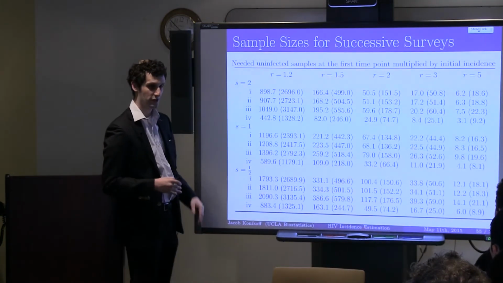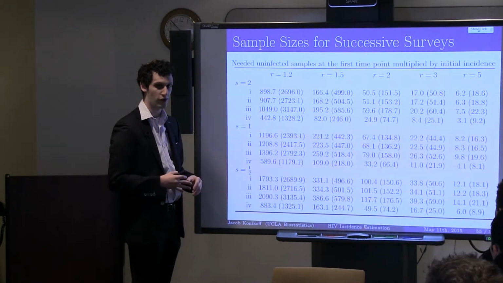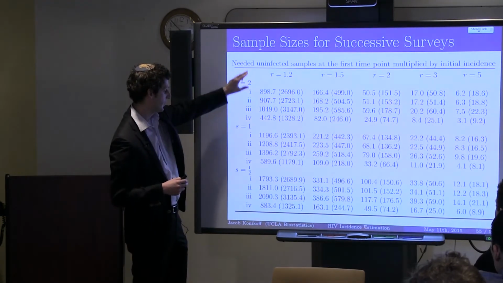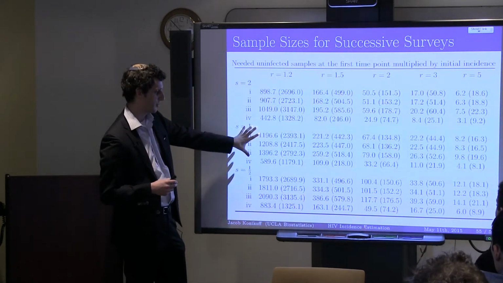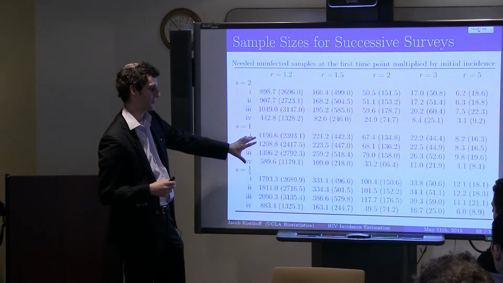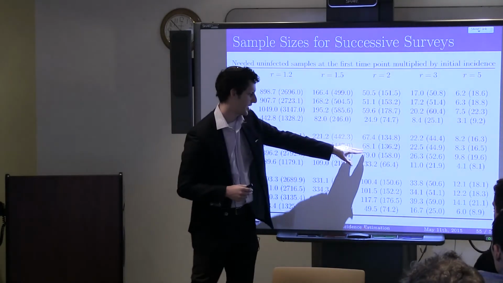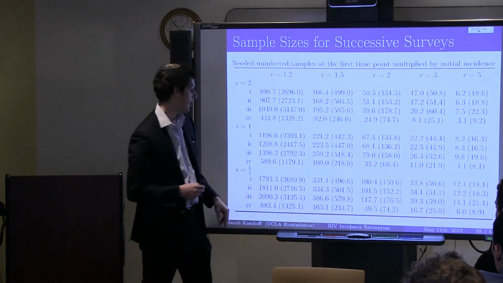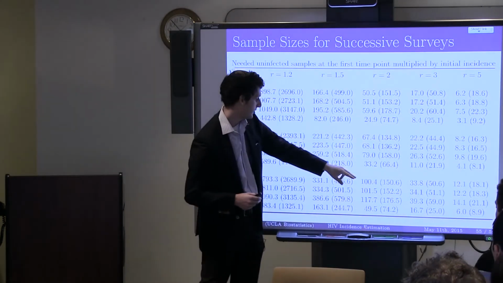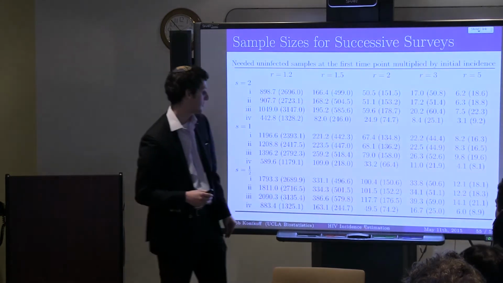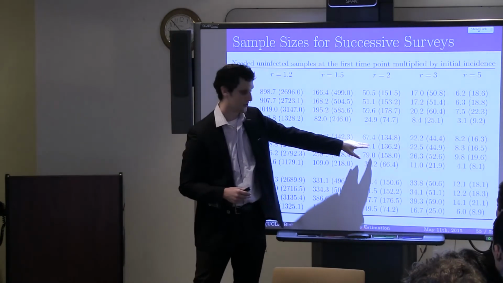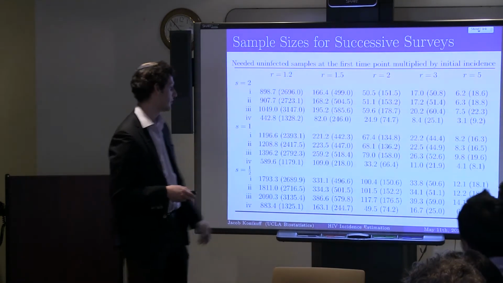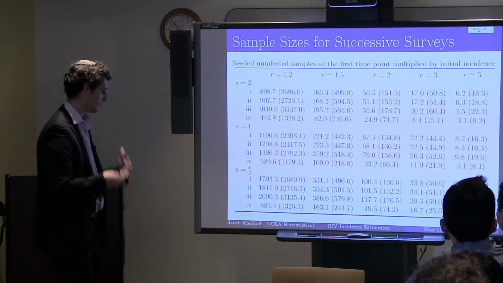So doubling the mean really reduces how long or how many samples you need. You need to multiply these numbers by the underlying incidence to get the actual sample size. So if the incidence was 1% here and you wanted to detect if incidence doubled, you'd need 6,810 people, okay?